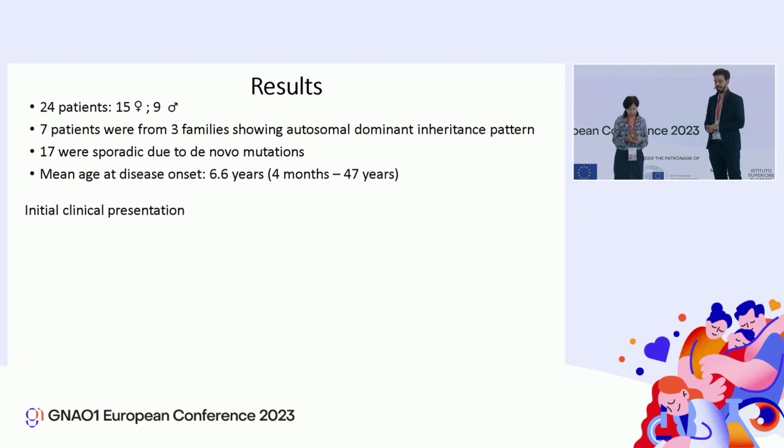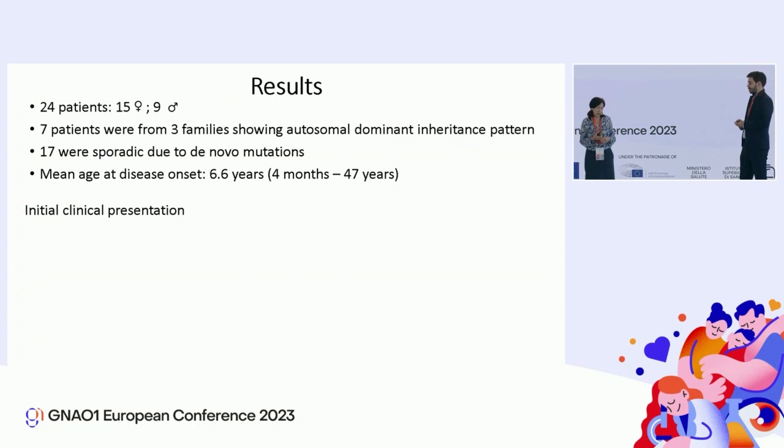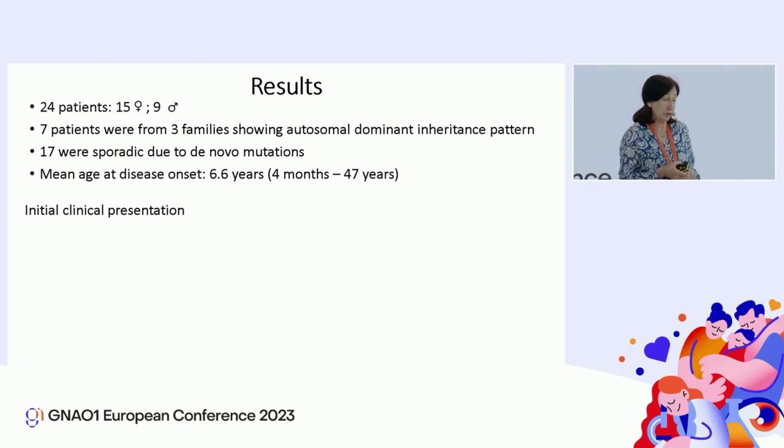What are our results? We included 25 patients, 15 female. 7 patients were from 3 families showing an autosomal dominant inheritance pattern. 17 were sporadic due to de novo mutation. And the mean age at disease onset was 6.6 years, ranging from 4 months to 47 years.